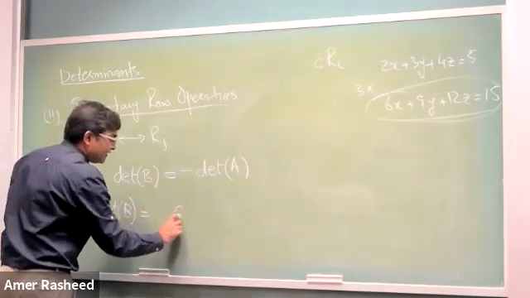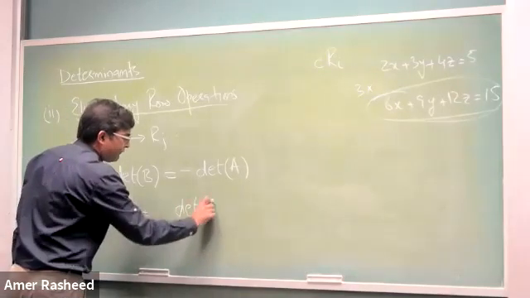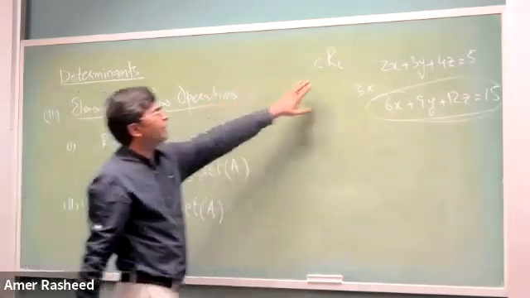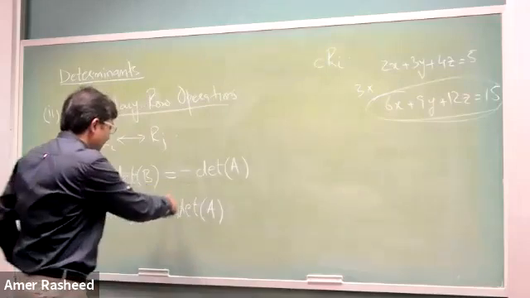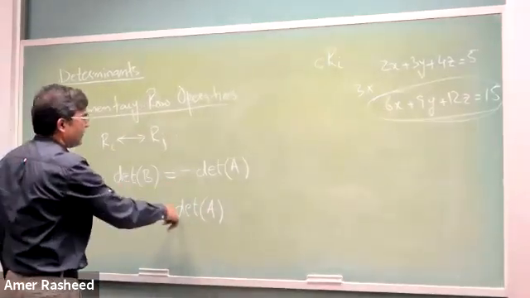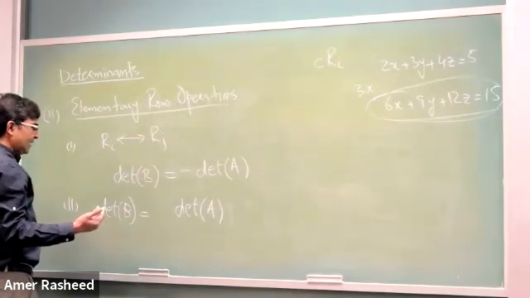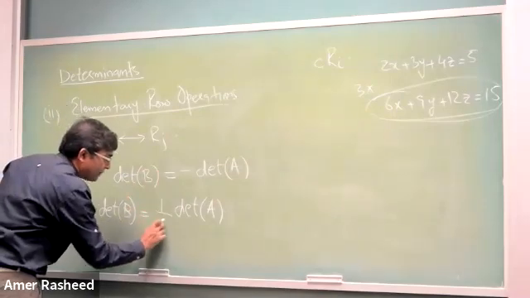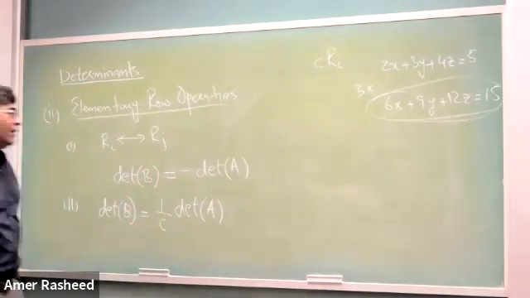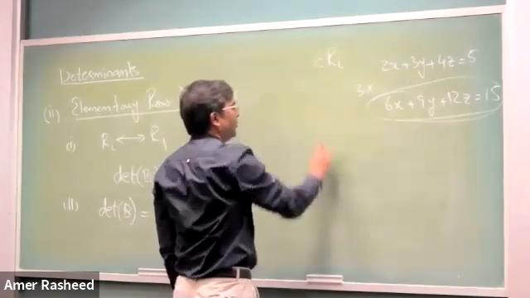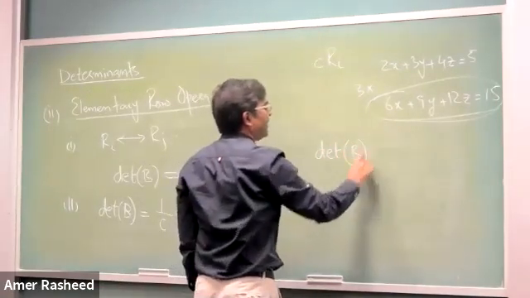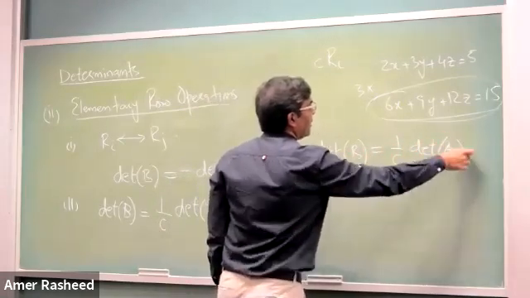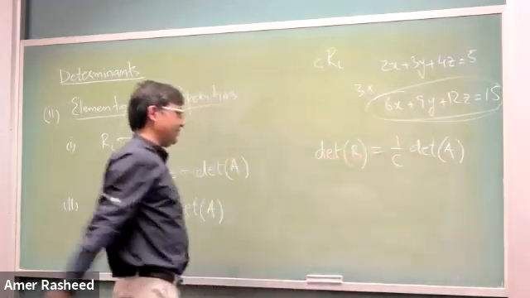You multiply any row of A with some constant. Then the resulting determinant will change. Then you have to compensate that constant also. If you multiply that constant with any row and obtain the determinant of B, then you have to compensate that constant, so you have to divide it outside that matrix.